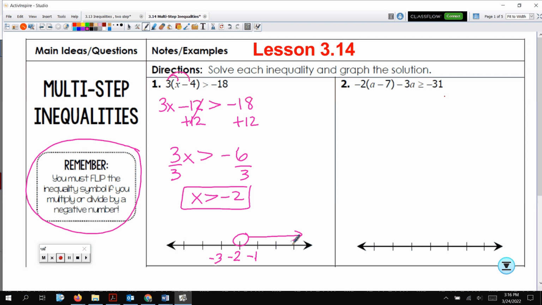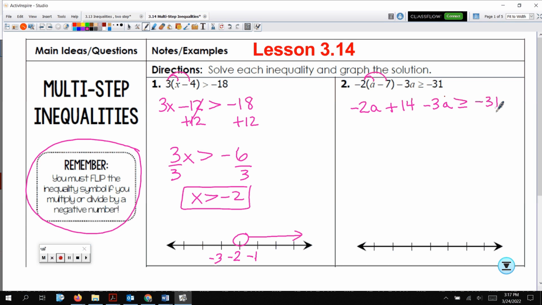All right, I have to distribute because I see parentheses. Multiply. Negative 2 times a is negative 2a. Negative 2 times negative 7 is positive 14. Bring everything else down. Minus 3a greater than or equal to negative 31.